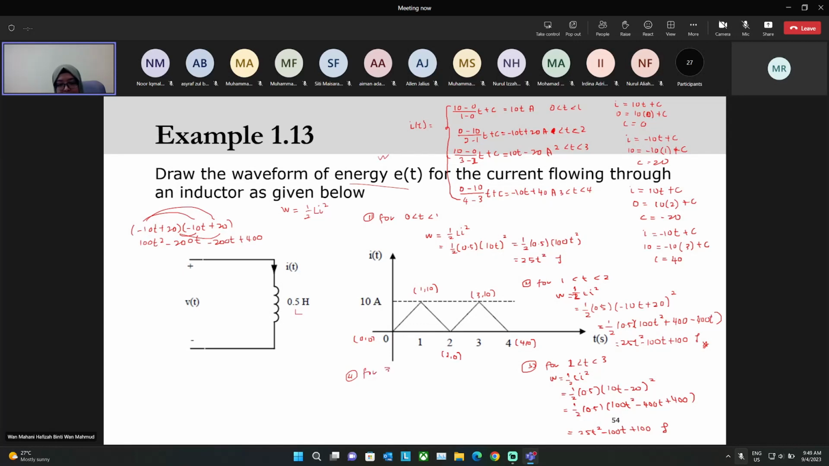And lastly, for 3/4, W equals 1/2 L i squared, 1/2 L is 0.5. The current is negative 10 T plus 40, squared. 100 T squared, negative 800 T, plus 1600, I think so. So you calculate again: 25 T squared minus 200 T plus 400. Okay, this is in joules. This is for the fourth term.